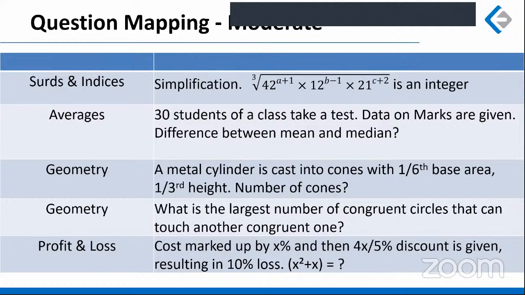There were 10 moderate questions. 1 was on surds and indices. It was just a simplification question. Ideally, this should be quite easy, not a moderate question. But then again, the problem was A, B, C were not directly related and there was no equation. So there was a little bit of trial and error. Maybe because of the lengthy part, I'm putting it as moderate.